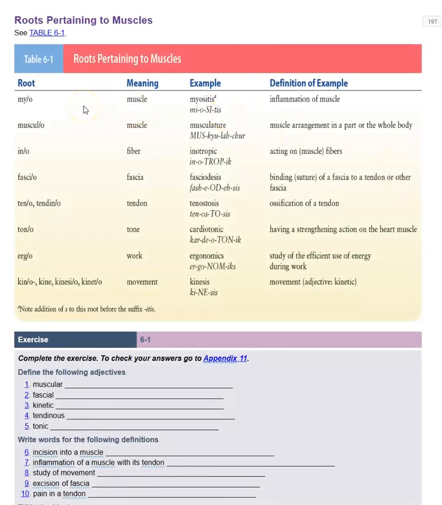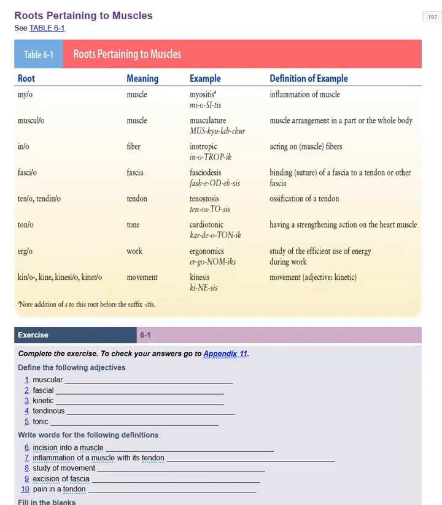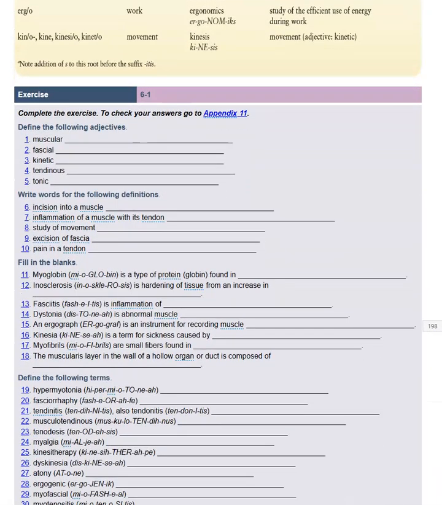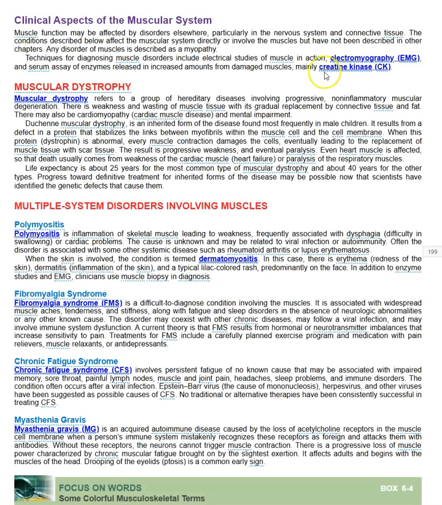So here's the root words listed: myo, musculo, fascio, tono, ergo, kino, kinesiology, kineto. See, you just practice them. Say them out loud until you get it. The exercises here are listed. You know the answers are in the back.